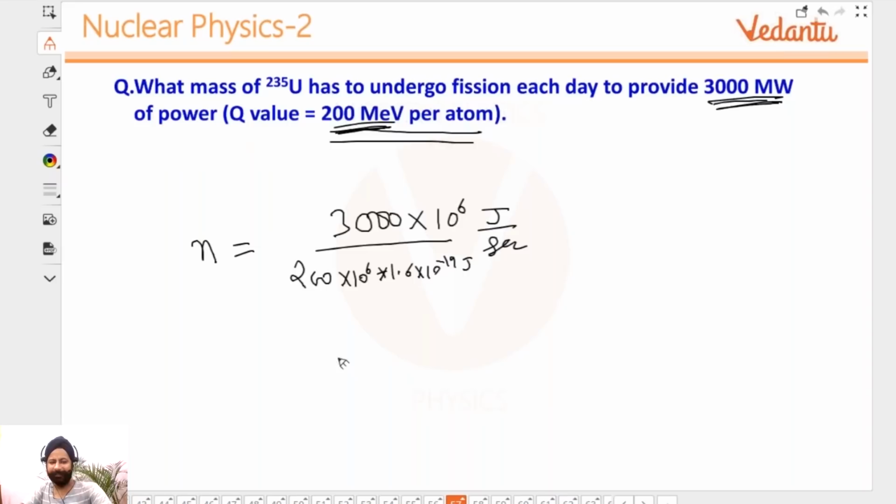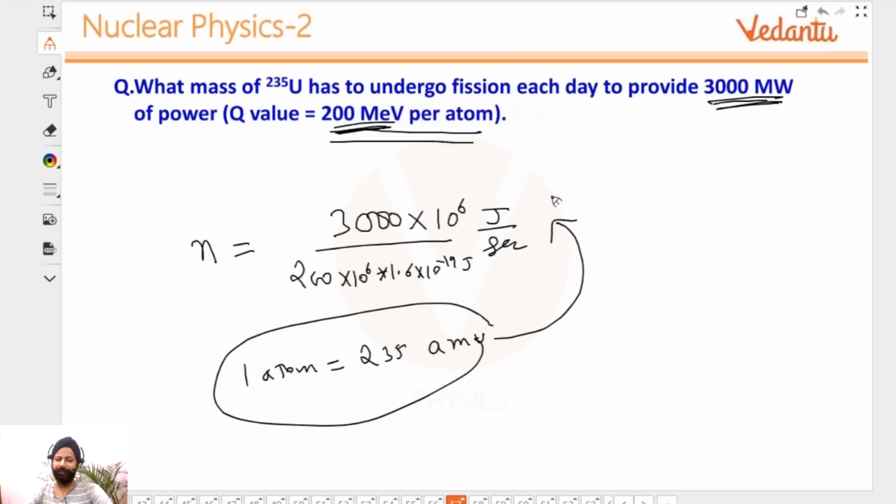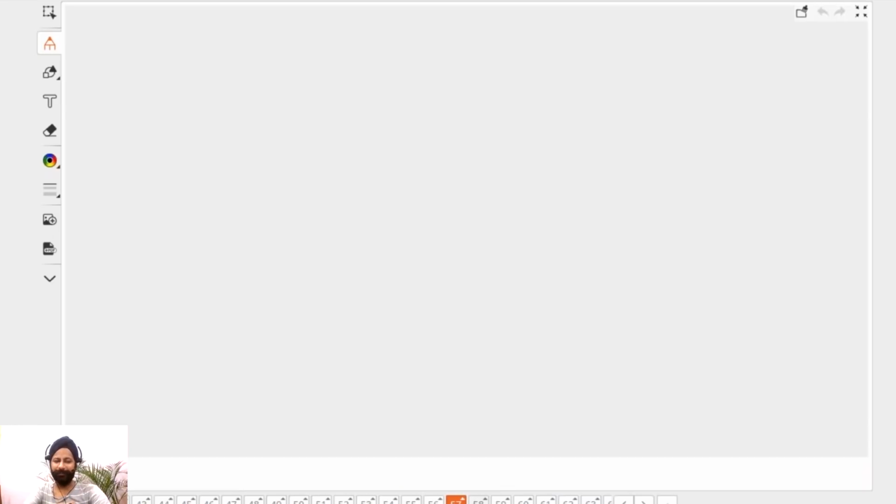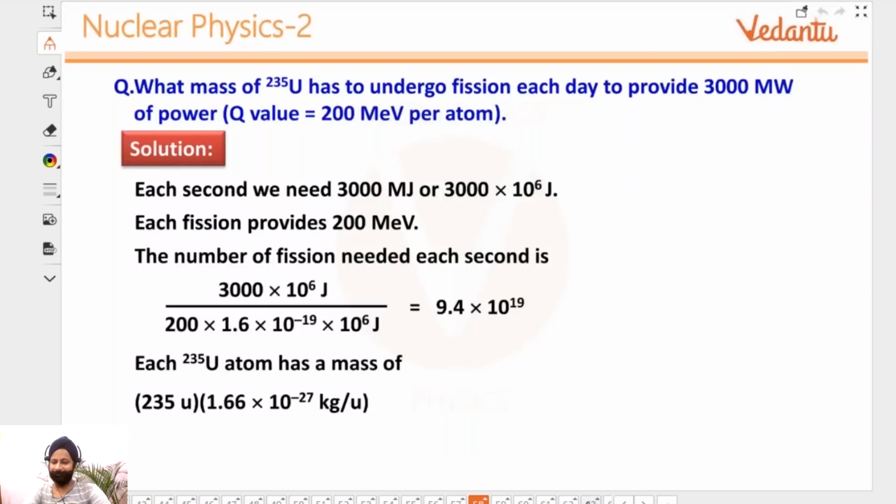अब एक एटम का कितना मास है? One atom is equal to 235 atomic mass units, right? You convert it into kilograms and then you multiply that with this number, and that's how you get the mass that has to disintegrate in 1 second. Or in 1 hour you can multiply by 3600, or in one day you can multiply by 24, right? I'll show you the calculations here. This is what you need to do. Any doubts, any questions, please ask. Do not hesitate, please.